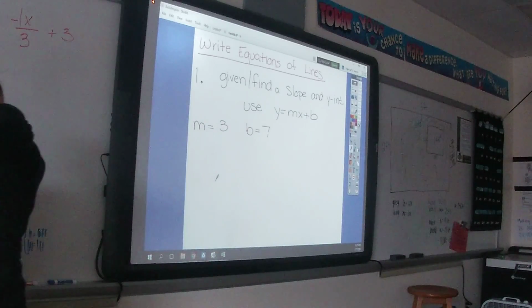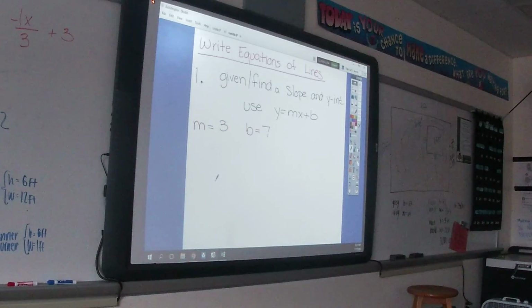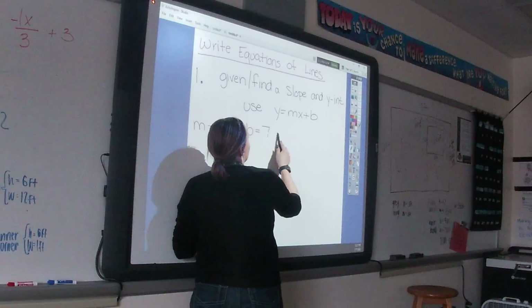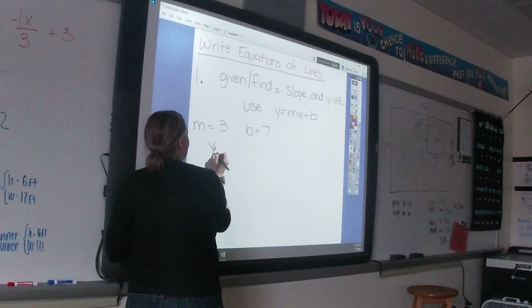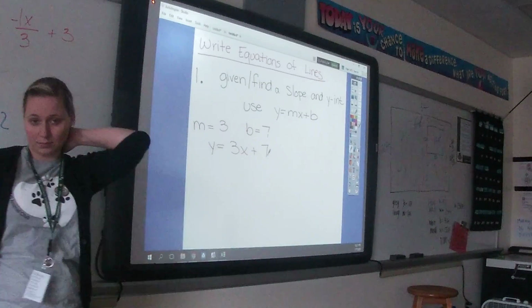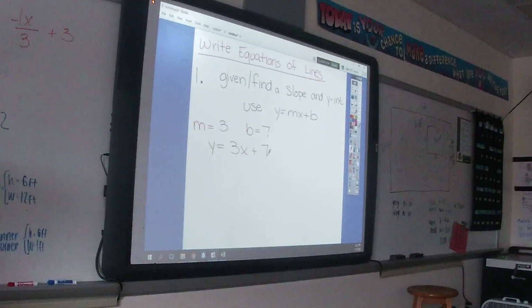So if we know that the slope equals 3 and the y-intercept equals 7, do we agree that we should just be able to plug m and b into y equals mx plus b format? Yes. Okay, so we're going to replace the m with 3, we'll replace the b with 7, and we'll get y equals 3x plus 7. And you will literally have questions on your quest that are that. That's easy.